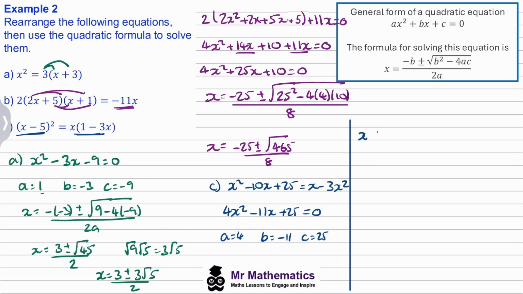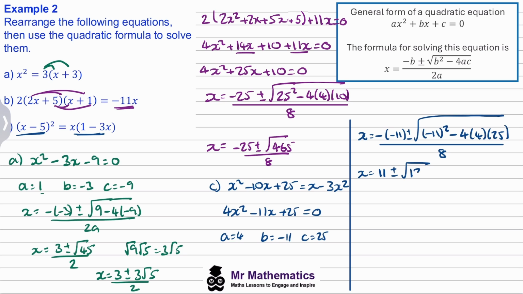So x will equal minus b plus or minus the square root of b squared minus 4 times a times c, all divided by 2 lots of a, which is 8. We'll get 11 plus or minus the square root of 121 minus 400 over 8. And here's where we have a problem.